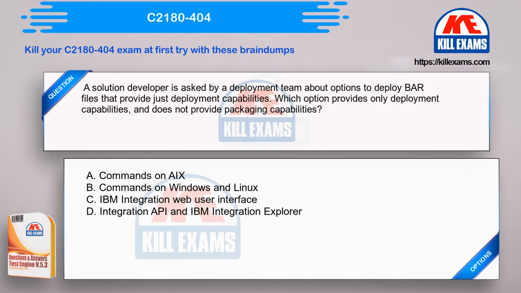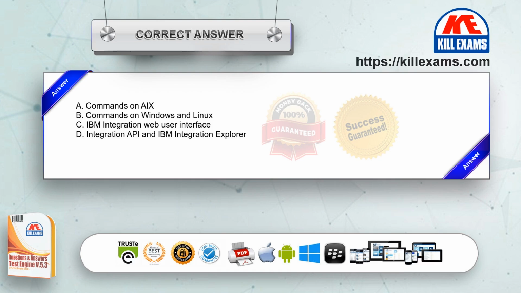A solution developer is asked by a deployment team about options to deploy bar files that provide just deployment capabilities. Which option provides only deployment capabilities and does not provide packaging capabilities? Option A. Commands on z/OS. Option B. Commands on Windows and Linux. Option C. IBM Integration Web User Interface. Option D. Integration API and IBM Integration Explorer. The correct answer is option C.